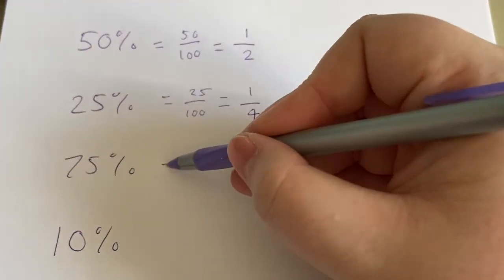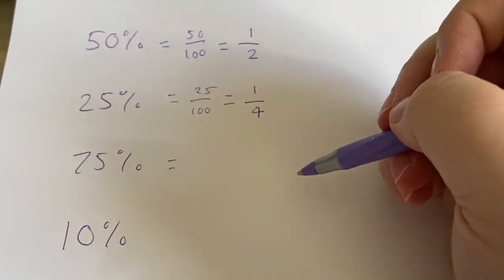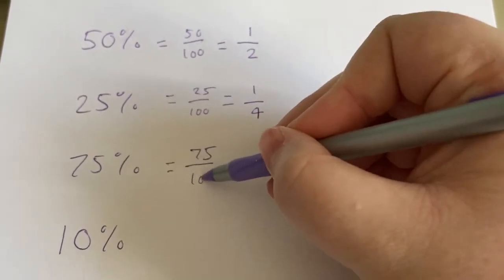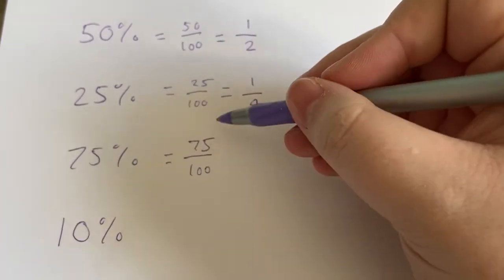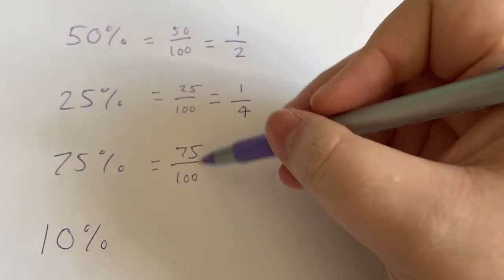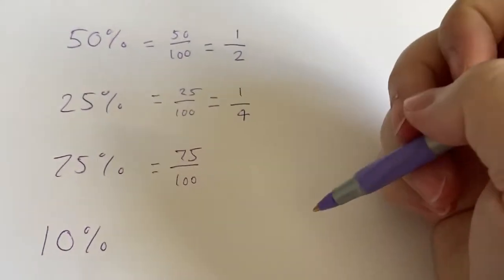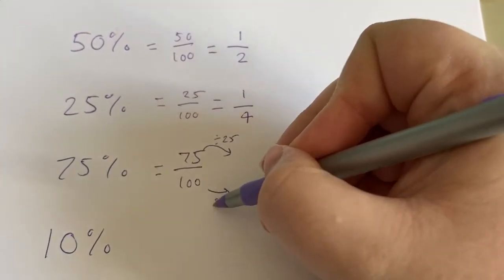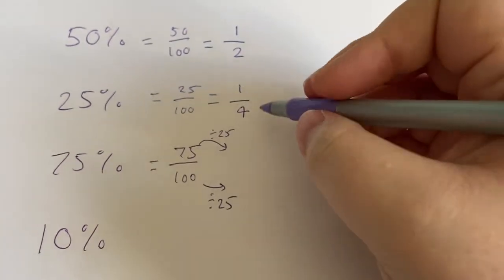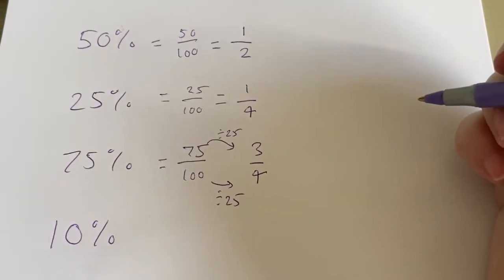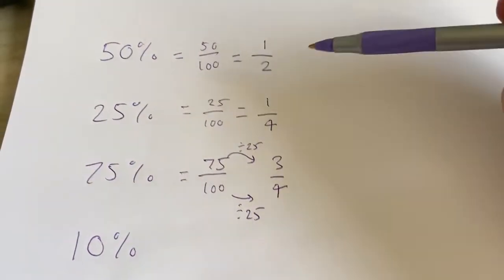Now 75% is 3 quarters. Again, I'll use that same strategy to prove it. 75% is 75 over 100. Now to simplify that fraction, find an equivalent fraction that involves smaller numbers, I can divide the top and bottom by 25. As long as I do the same to top and bottom, that's 3, that's 4. So 75% is 3 quarters. So there's the 3 facts there I just need to know.